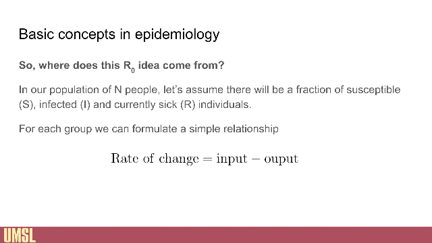So we can make some very simple relationships about this, saying the rate of change of something is always going to be equal to the amount of something coming in minus what's going out, right? So this is just a very simple mass balance. If we were to draw a box around every one of our groups here, let's say there was S people, there's one arrow going up, right? So susceptible people become infected people.